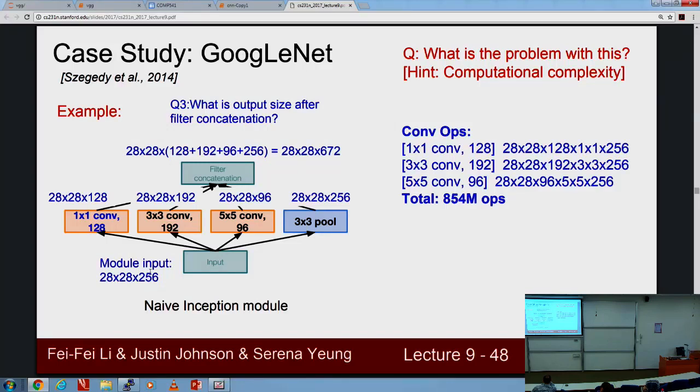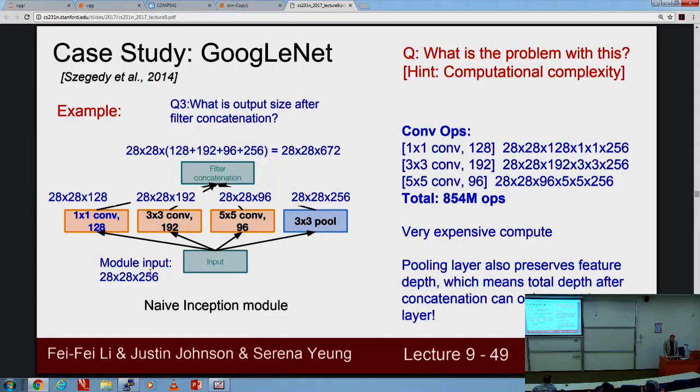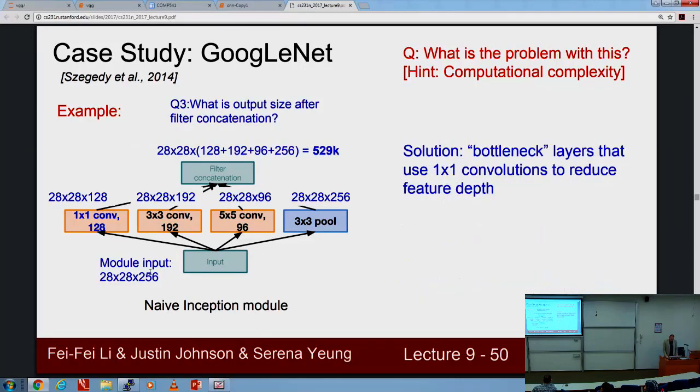So that's one filter's output map. And I have 128 filters to start with, so I also repeat this 128 times, so the total number of operations is given right there. And if you add this for all of the different convolution operations, it turns into 850 million operations to get through this one layer. Okay, so how can we solve this problem?